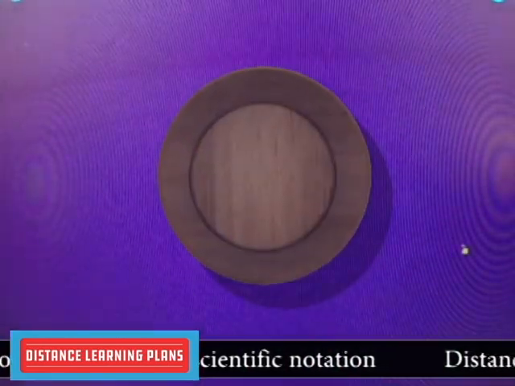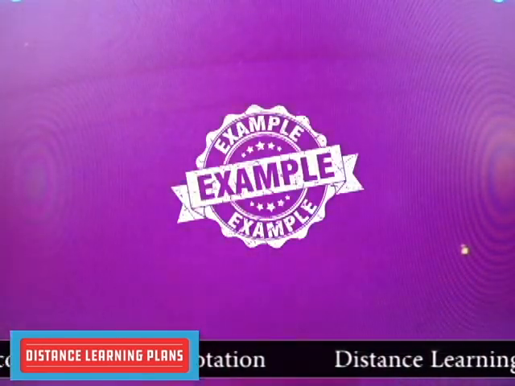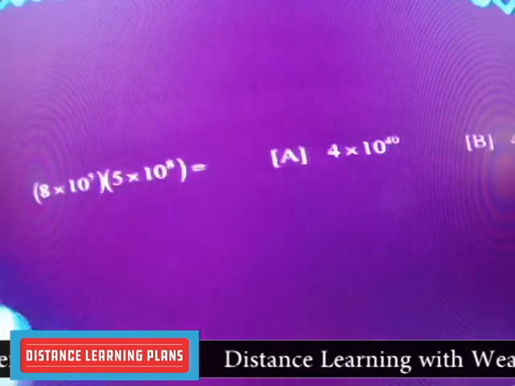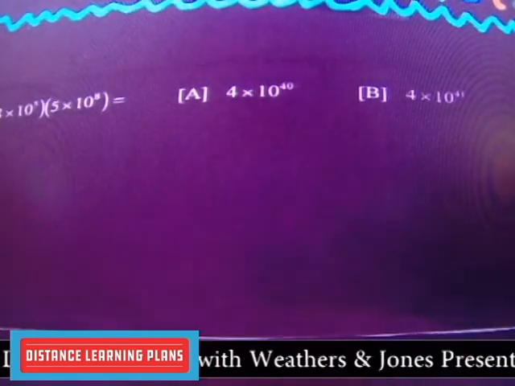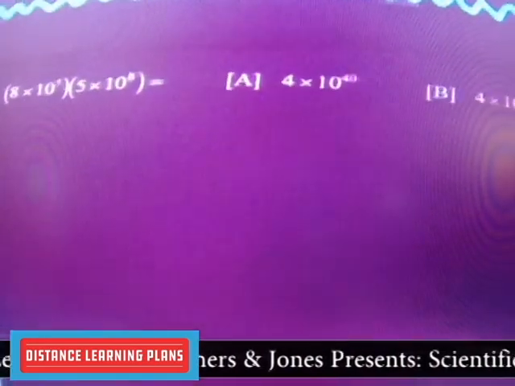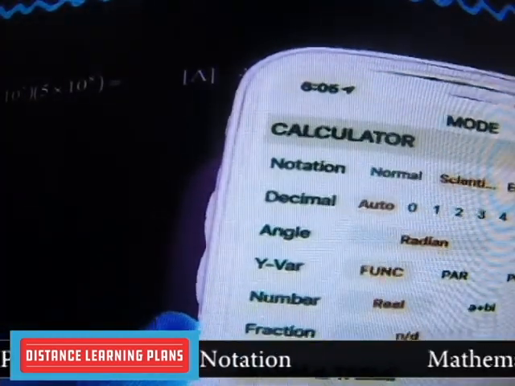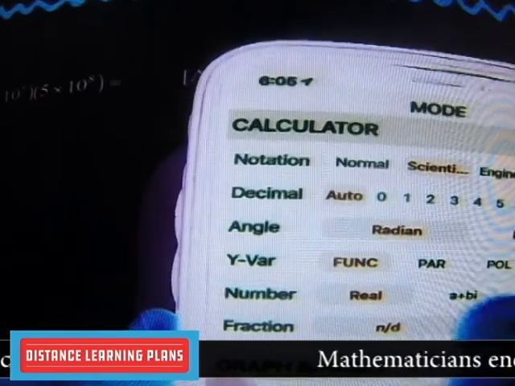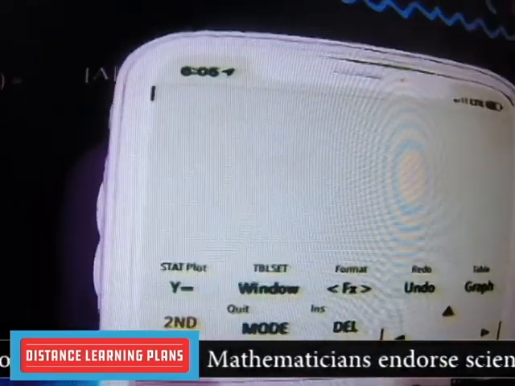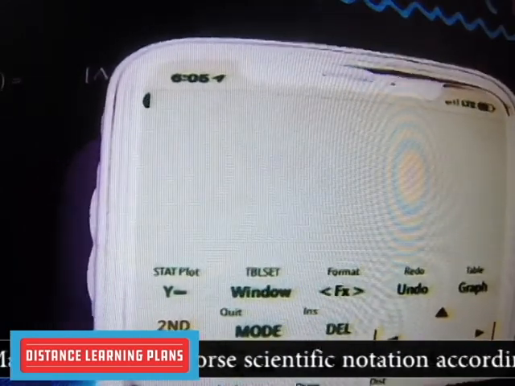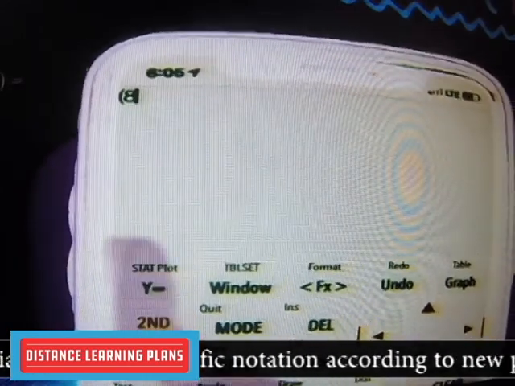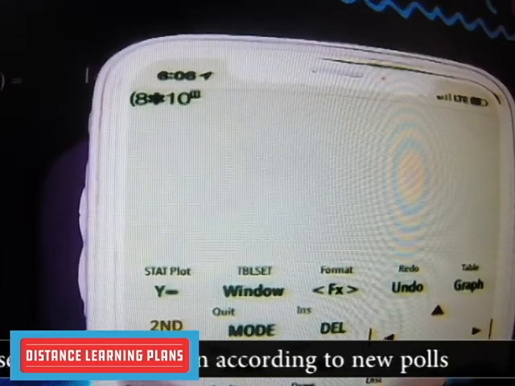The last example, instead of dividing, we are multiplying scientific notation. Check the answers. Look, answers are all in scientific notation mode. So of course, I want my calculator to be in scientific notation mode. I'm going to use the cell phone calculator. Checking my mode. Scientific mode is on. So we got there. There's got to be parentheses. Here we go. Parentheses. That looks like 8 times 10 to the 5th.